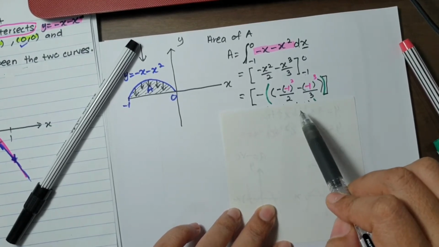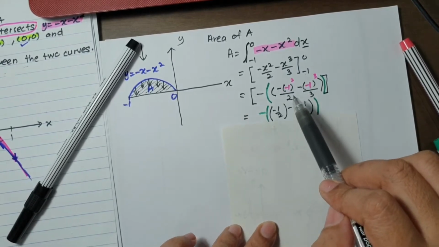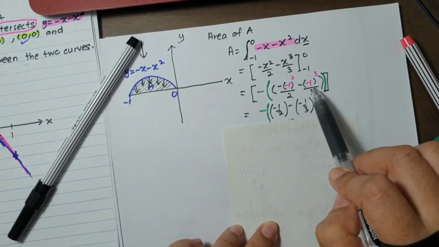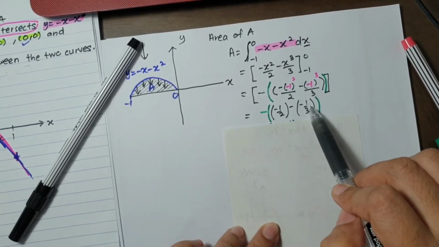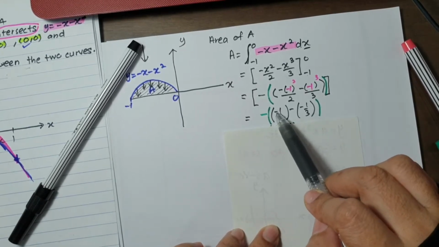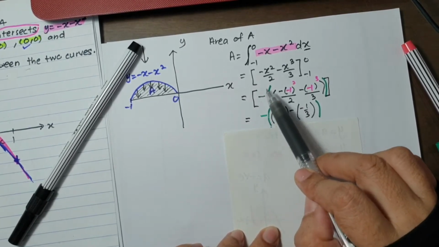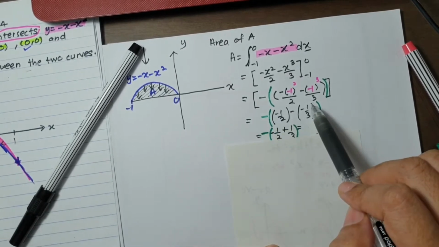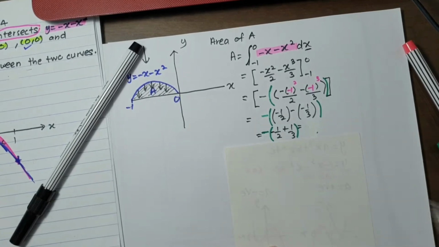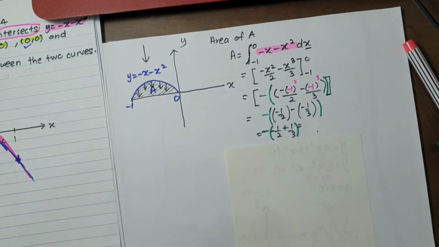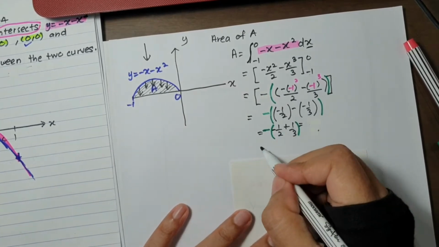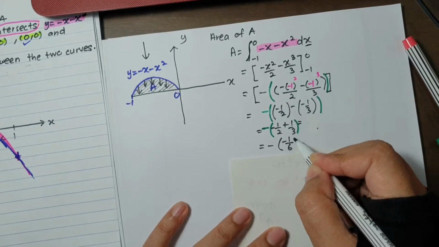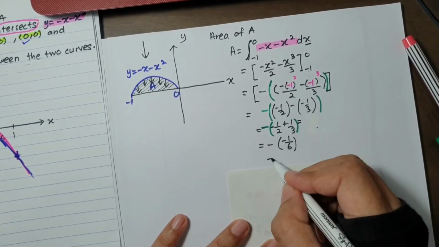Okay, so next, this one is negative. Negative 1 square is 1 over 2, so become negative 1 over 2. Negative 1 cube is negative 1 over 3. This one is minus. So solve this first because this negative is outside of this bracket. Negative 1 over 2 plus 1 over 3, here got negative, then equals negative. This one become negative 3 plus 2, negative 1 over 6. Negative, positive 1 over 6.